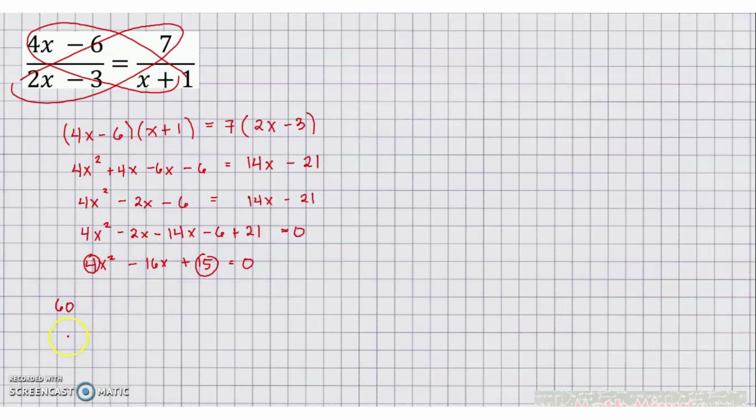Then what you're going to do is to think of a number wherein if you add them up, it will be equal to negative 16. But if you multiply it, it will be equal to positive 60. So for this case, it can be negative 10 multiplied by negative 6. So what you're going to do is to expand this part.